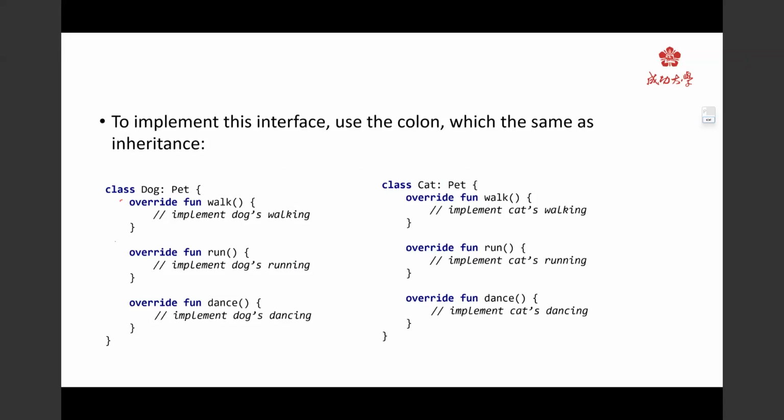So you can see all the functions defined in the pet interface are overridden in the dog class, and similarly all the functions are also overridden inside the cat class.